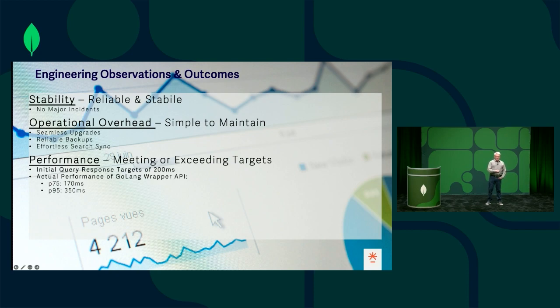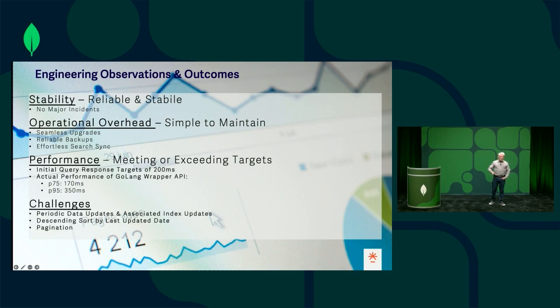Performance. Our initial query response targets were 200 milliseconds. We actually are seeing, and let me explain these numbers a little bit. So this is our Golang wrapper API that we measure the performance of because we don't measure the performance of every single query. And so you have the overhead of Golang, you have the overhead of the network data transfer. So you see P75 results are 170 milliseconds, P95 are 350 milliseconds. Assume Golang and the network is 45 to 50% of that. We're probably under our 200 millisecond target.